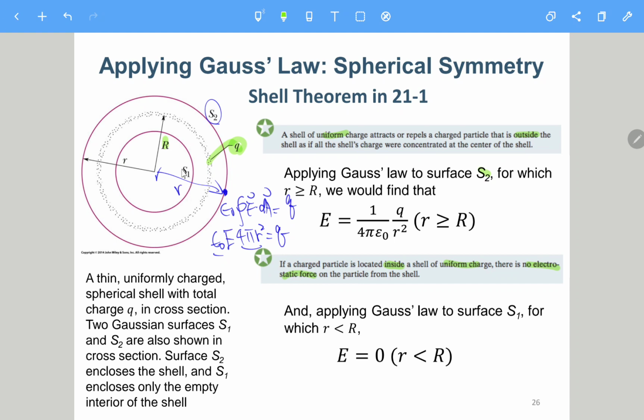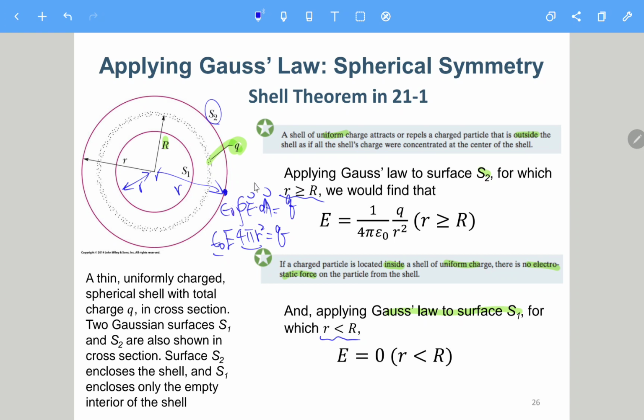The reason is here we have S1 as the Gaussian surface. We apply the Gauss law to S1, and here we have small r smaller than capital R. For that other one, we have r larger than or equal to capital R. Here r is smaller than capital R, so there will be no enclosed charge, which means the right hand side of Gauss law will be 0. Epsilon naught is a non-zero constant.